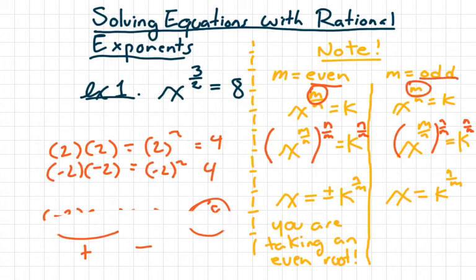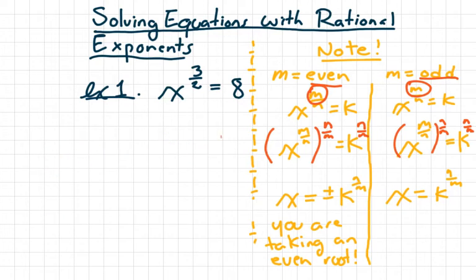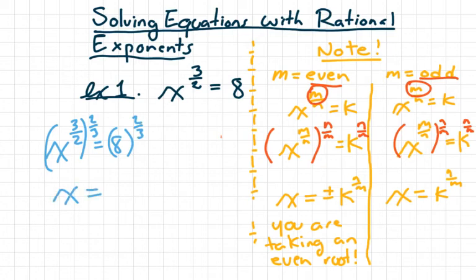Okay, let me erase this, and we can go through this example problem. So I have x to the 3/2 is equal to 8. Well, all I have to do is raise both sides to the reciprocal of 3/2, which is 2/3. On the left we have just an x. On the right, okay, think about this. We have 8 to the 3rd power, the cube root of 8 to the 2nd power.